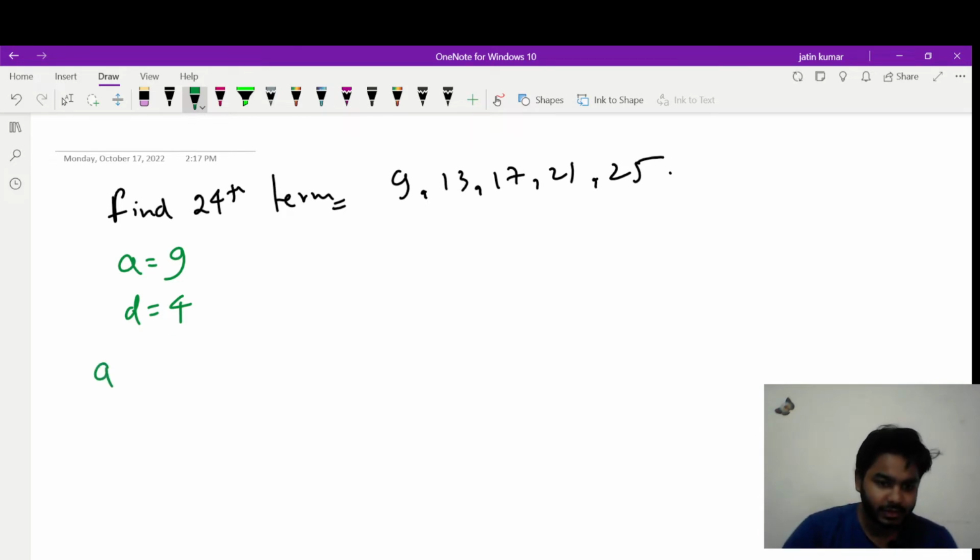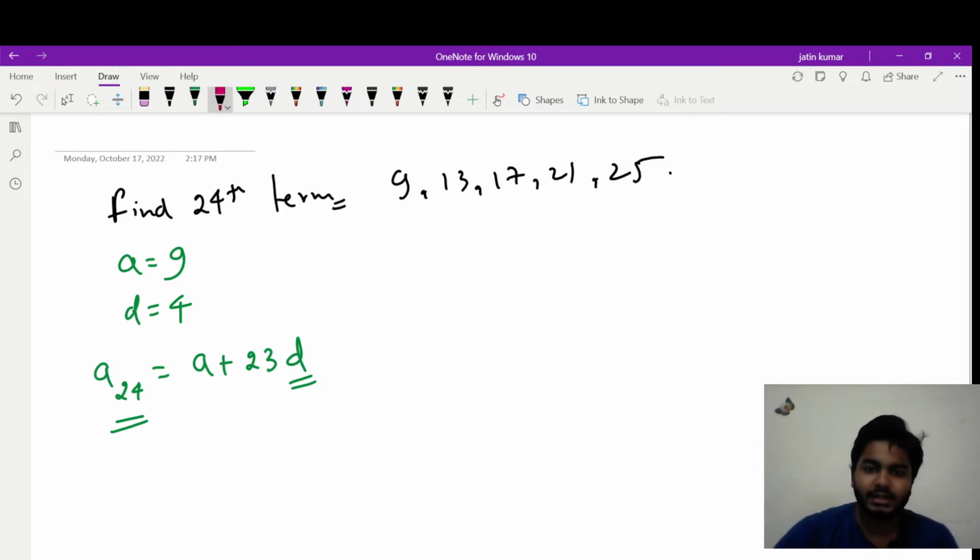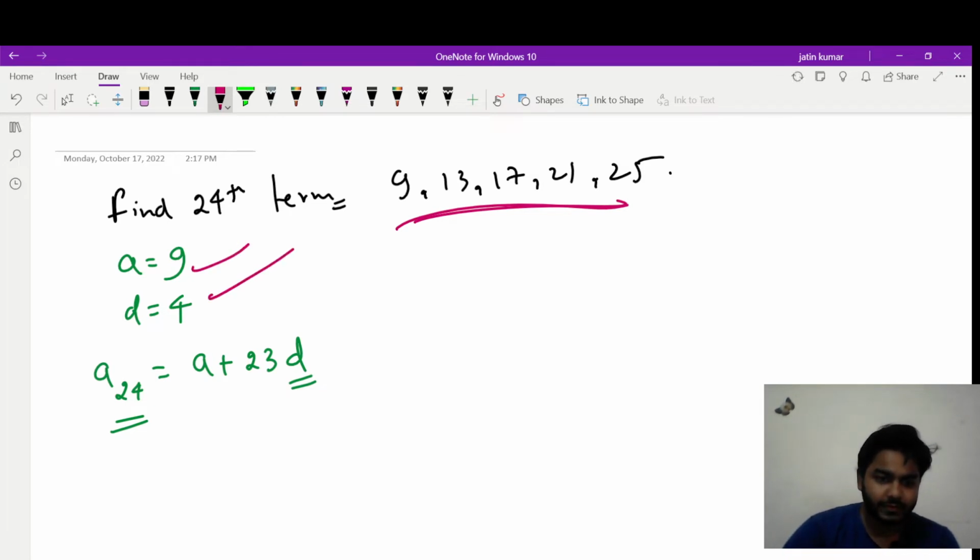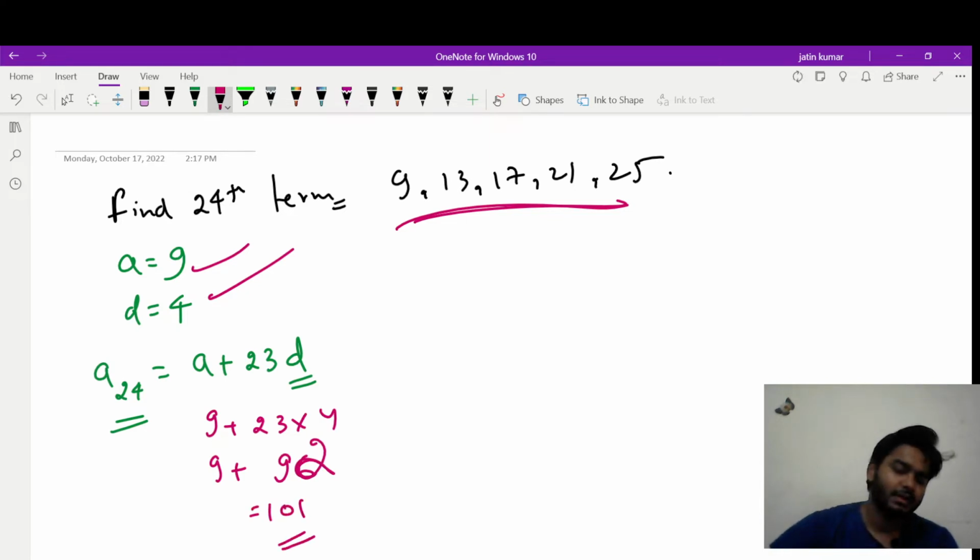So you will write it as A24, and A24 will be A plus 23D. The coefficient of D will be 1 less than the actual term. Actual term is 24 and the coefficient of D will be 23, and you will get the values of A and D from the AP itself. So A is 9 and D is 4. So put the values: 9 plus 23 into 4. So 9 plus 92. So 92 plus 9 will be 101. So 101 is the 24th term. I hope you are getting it.